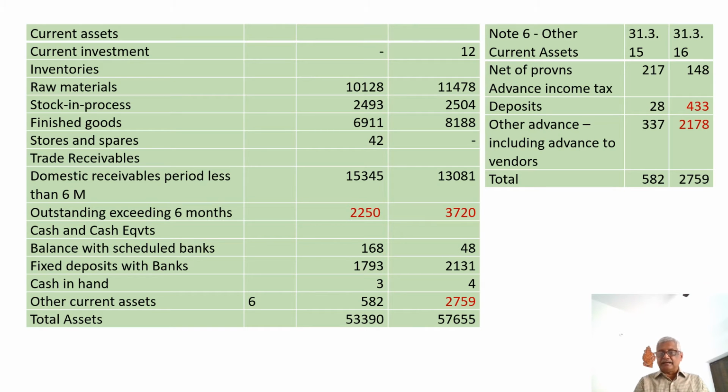If you look at the breakup, you will understand two things. One, the deposit kept with the various government departments had increased from 28 lakhs to 4.33 crores. Similarly, other advances, including advance to vendors, have increased from 3.37 crores to 21.78 crores. We may have to obtain the required details from the company on this increase and find out its genuineness or acceptability as a banker.